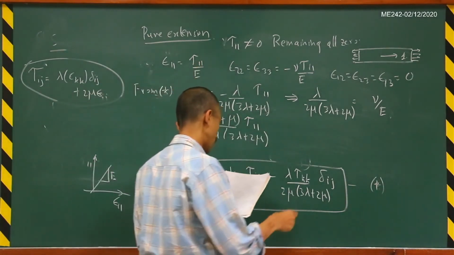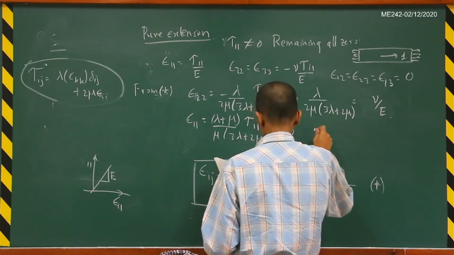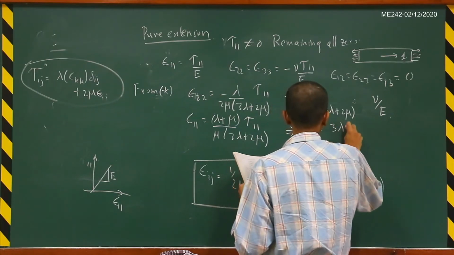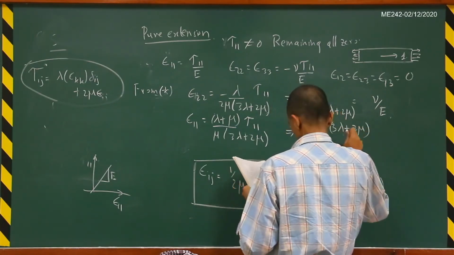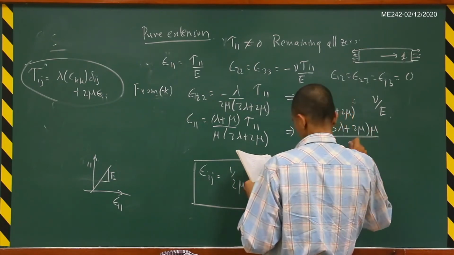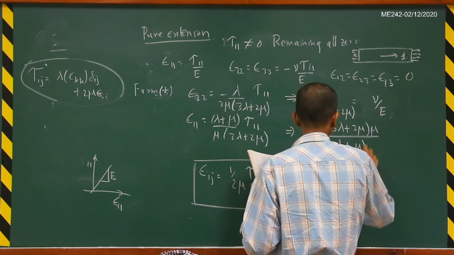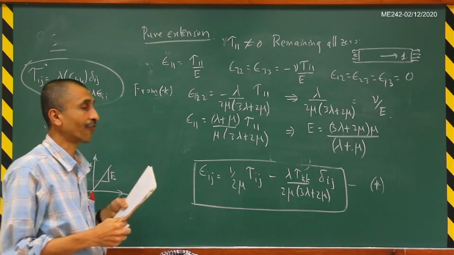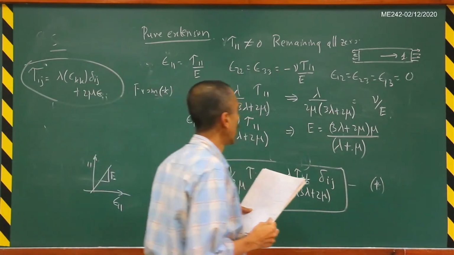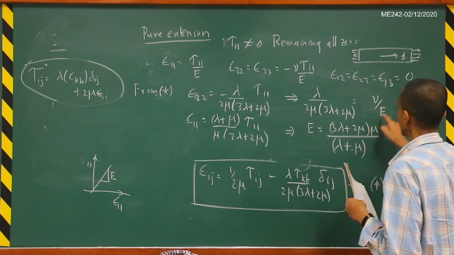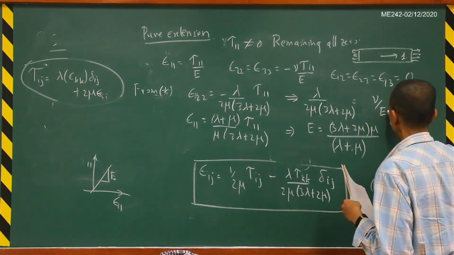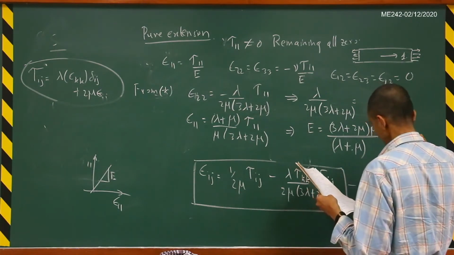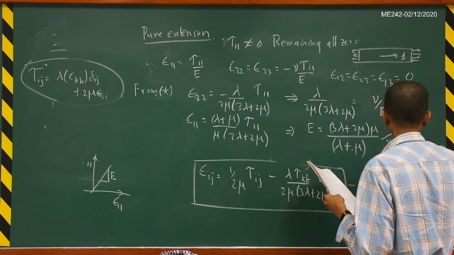So this implies, let me just write it directly, that E is equal to 3 lambda plus 2 mu times mu divided by lambda plus mu. So this is the relation that I get for E as a function of lambda and mu. And once I get this relation, I can substitute it into this relation here. So these two relations together will give me mu is equal to lambda divided by 2 times lambda plus mu.